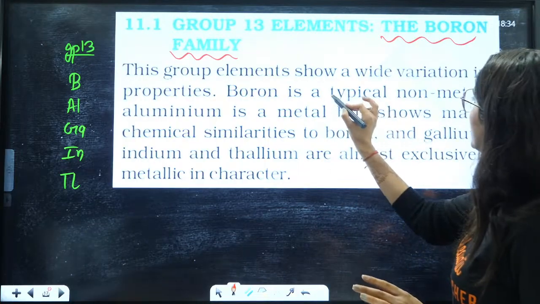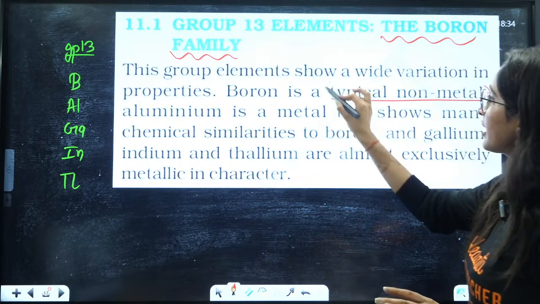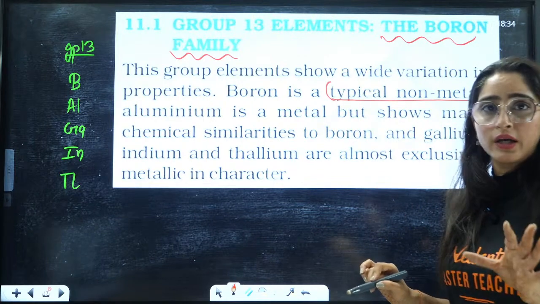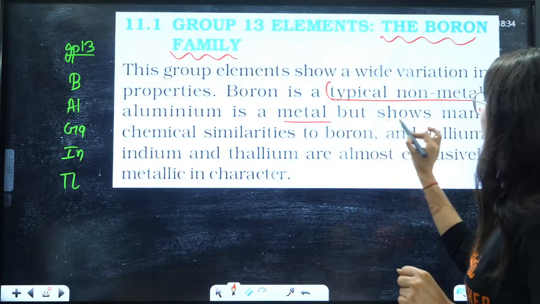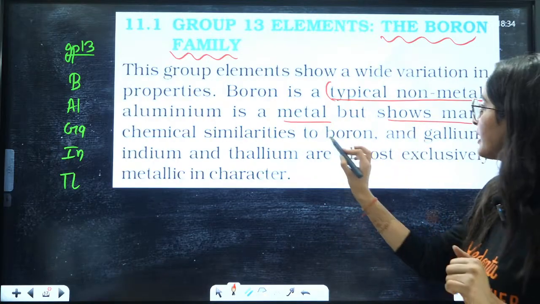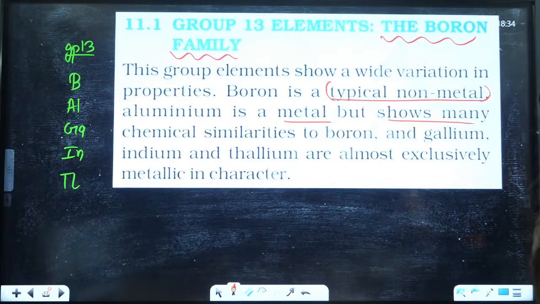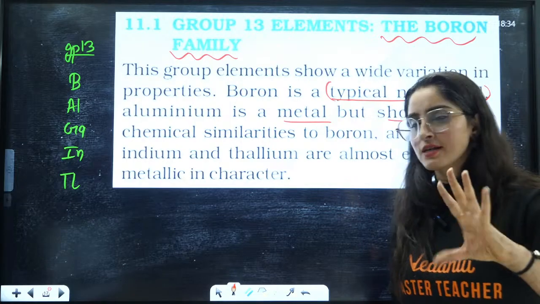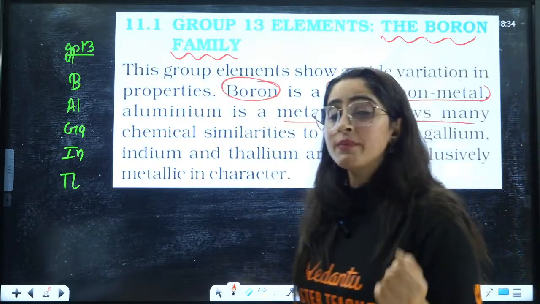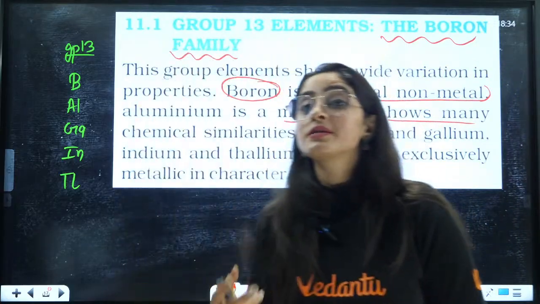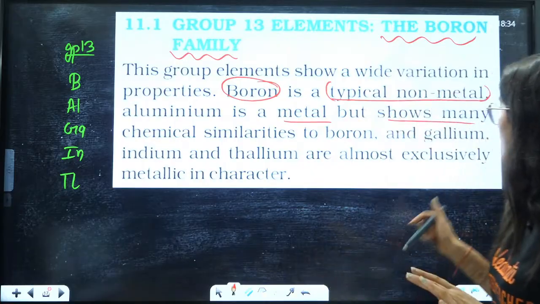Boron is a typical non-metal, right? It is not metallic in nature. Aluminium is a metal, but shows many chemical similarities to boron. So we'll talk about all the weird behavior, the reason behind that. Boron is a non-metal, but aluminium is a metal with some similarities to boron also.